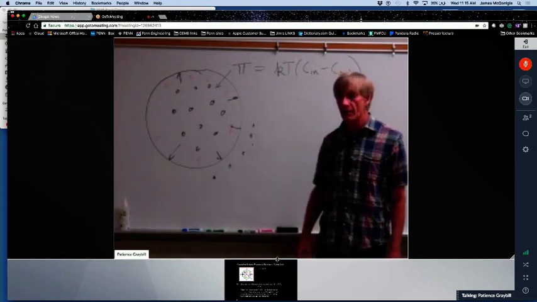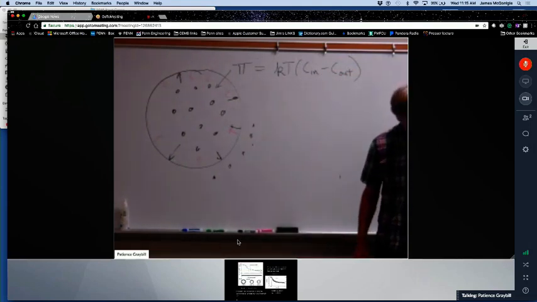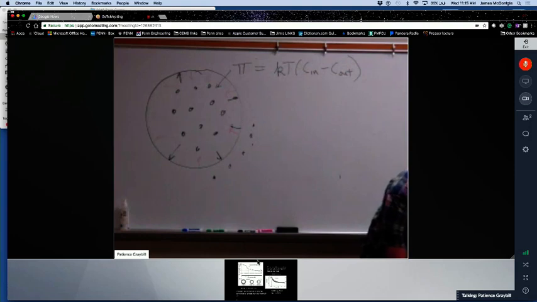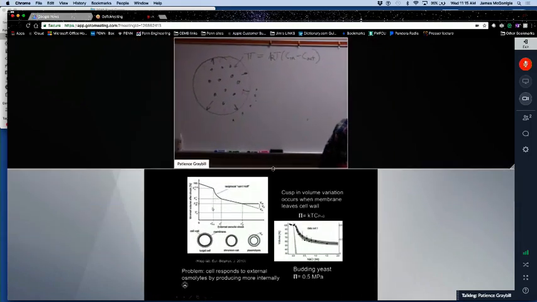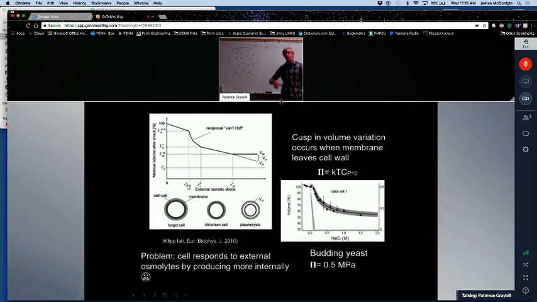Okay, and let's go back to the PowerPoint now. And next slide. And this is an example of such a measurement. Here, the external osmotic shock refers to the osmolytes on the outside. You can see that there's a gradual drop, and then all of a sudden there's a cusp. And that cusp is the concentration that was required to cancel off the pressure from the inside. And so that should correspond to the turgor pressure. And here is an example of measuring this in budding yeast, where the number using this method came out to be about half a megapascal.